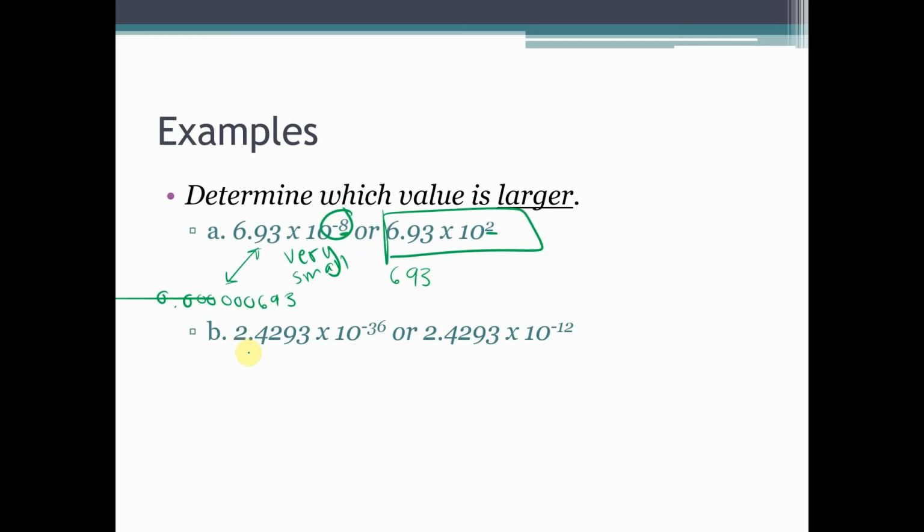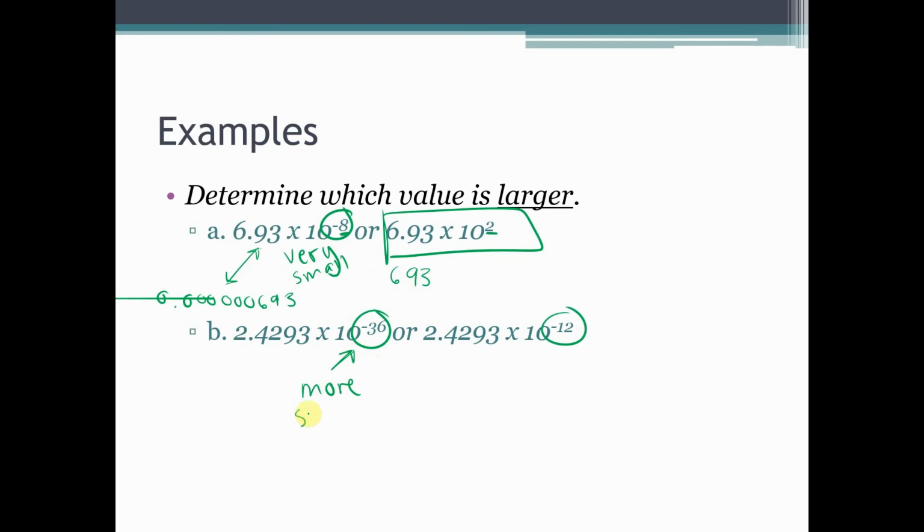So here in our next one, letter B, we have 2.4293 times 10 to the negative 36th, or 2.4293 times 10 to the negative 12th. So here we've got negative 36 and negative 12. This one is more negative, which means it's more small.